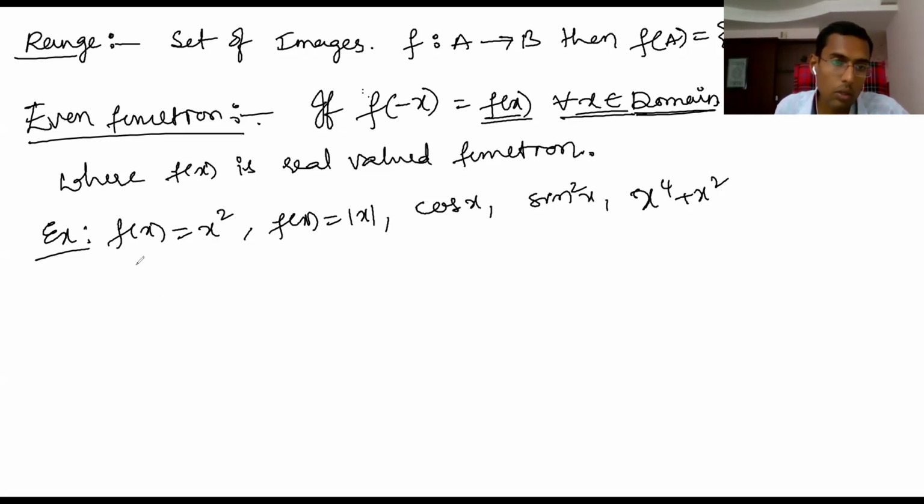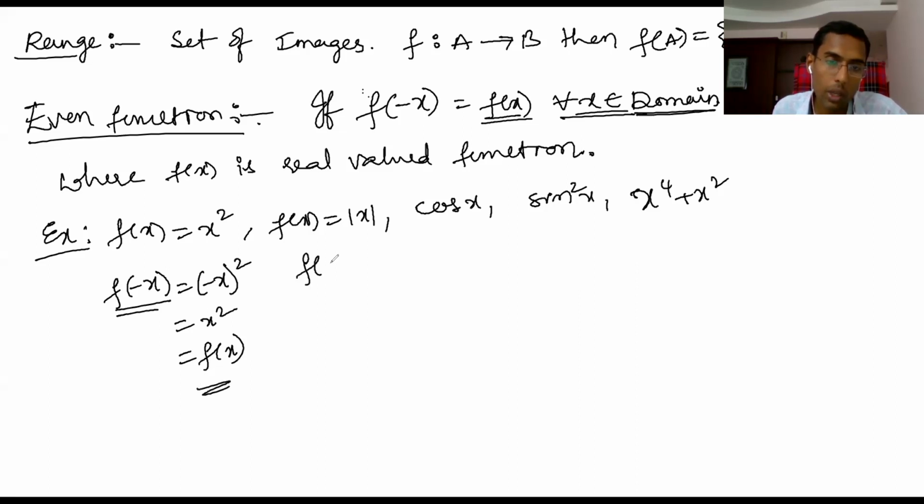Why is it an even function here? F of minus x: if you put minus x in the place of x, minus x whole square is x square, which is f of x only. That means even if you replace x with minus x, you still get f of x. In this case also, f of minus x is mod of minus x, which is mod x only. Mod of minus x and mod of x are both the same.